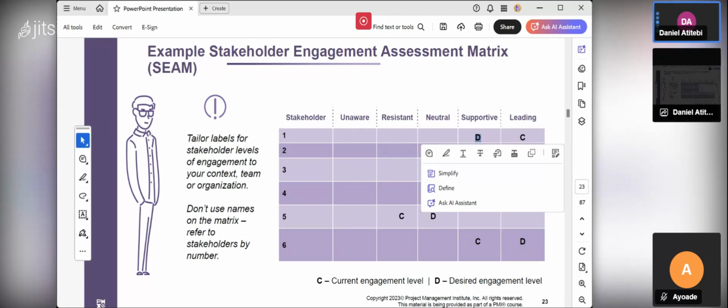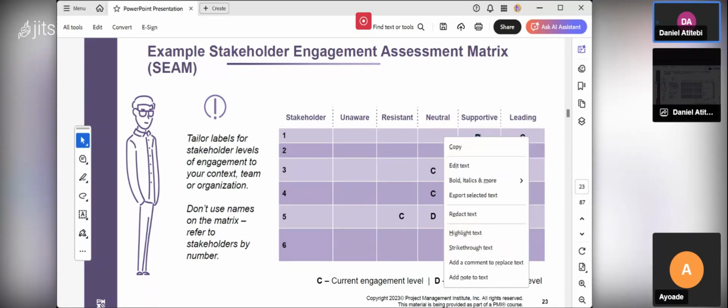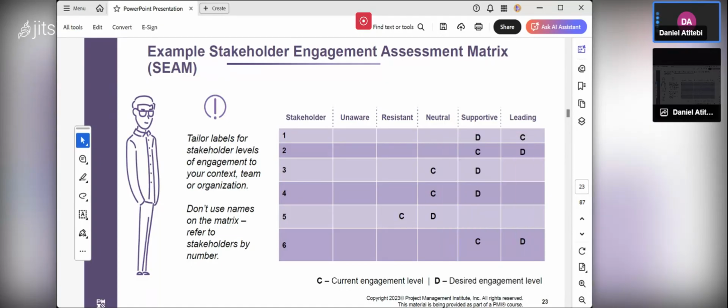The current engagement of this stakeholder is leading. But you desire, wherever you see D, you don't want him to lead. Your own desire for him as a project manager, you want him to do what? To support.